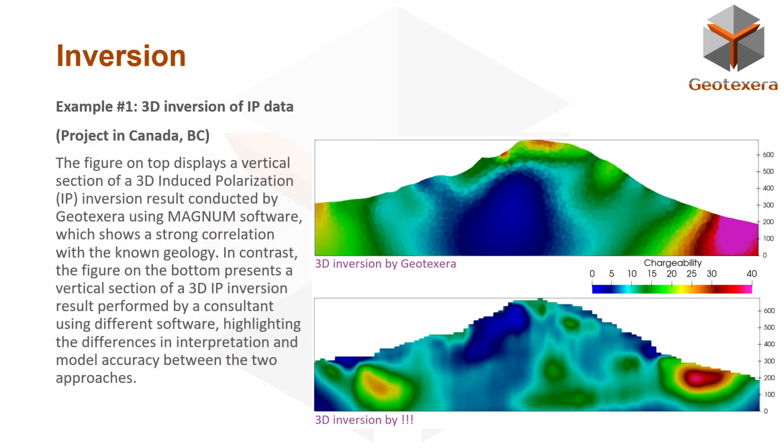So I just want to show you a few examples. This is an example of the inversion of IP data. This project was in British Columbia. So you can see the topography here versus the inversion results done by another consultant using different software, using the structured mesh. This is the unstructured mesh. This is our result. So the topography generation is not really comparable. Of course, the unstructured mesh, as we expected, has a better resolution. And also the results are different. Our client mentioned that our results are closer to the geology.